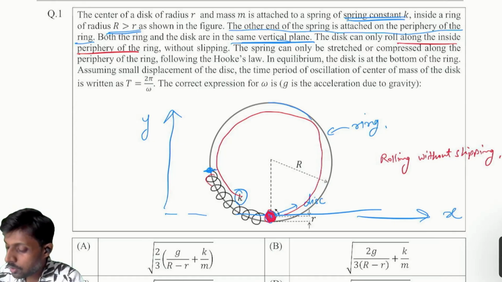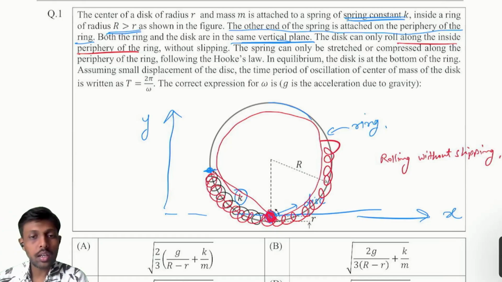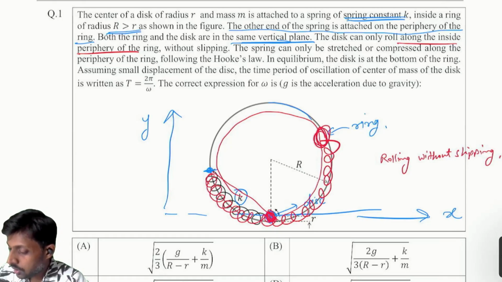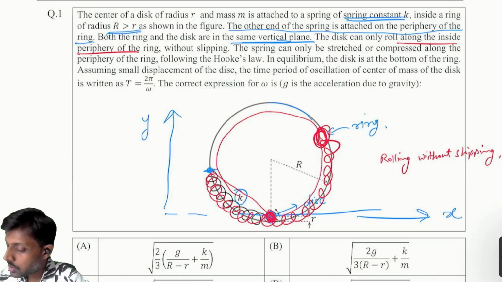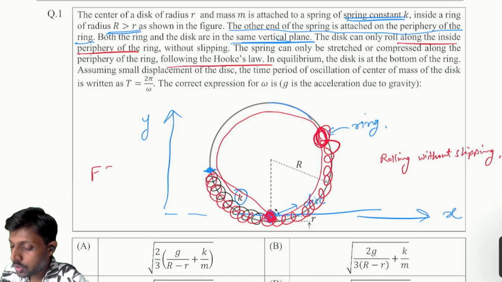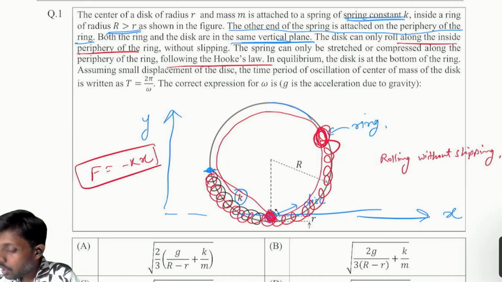Now, the spring can only be stretched or compressed along the periphery of the ring. So the spring also cannot stretch directly like this. The spring can only stretch along this, like this, okay? If the disk comes here, this is how the spring will get stretched. And that is given to us. Fine. And it follows Hooke's law. So force is equal to minus k times x, where x is the stretching in the spring.